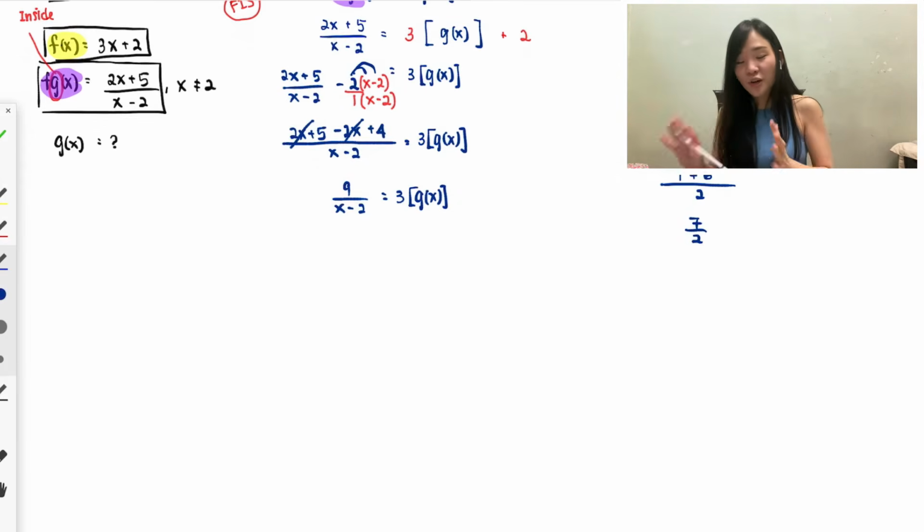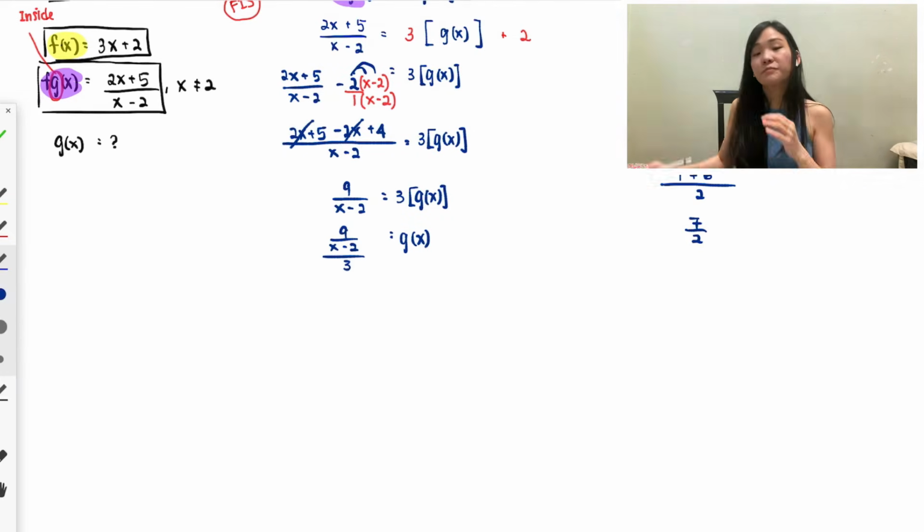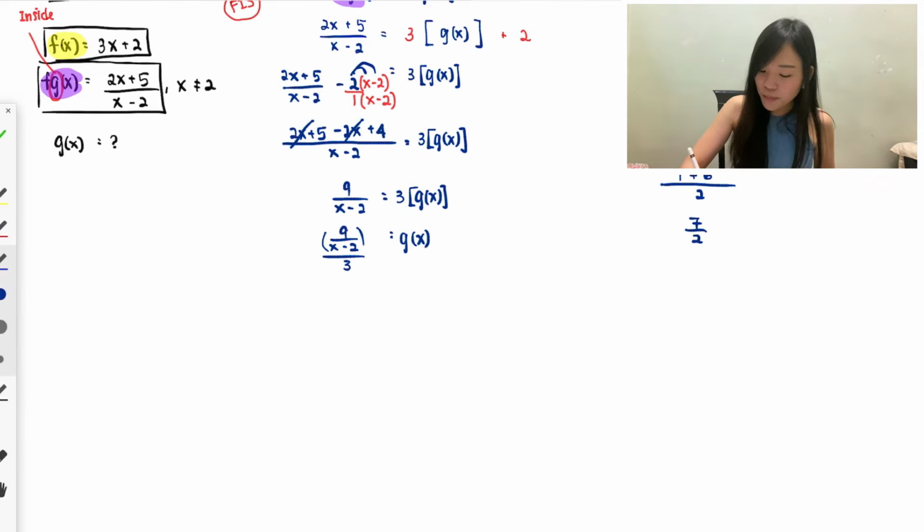So next, you guys will continue to move the 3 over. So times 3, move it over, divide by 3. A lot of students will write it like that, divide by 3. I'm scared you guys make mistakes, so I'll put a bracket for that.